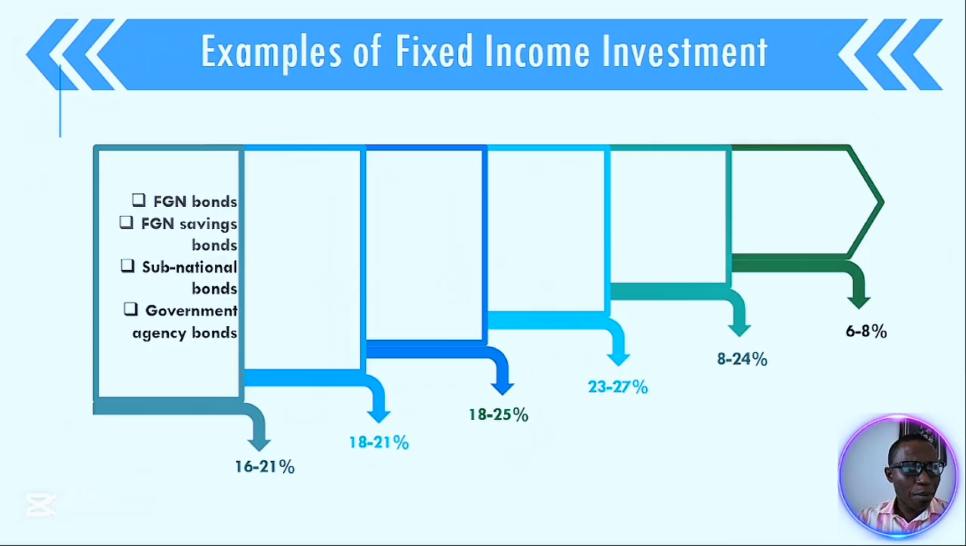So as at the time of making this video, the interest rate is currently 16 to 21%. And the inflation rate of Nigeria as at the time of making this video is 23.71%. So you can see that it makes sense. Rather than leaving your money idle in the bank, why can't you just begin to invest in fixed income investments?